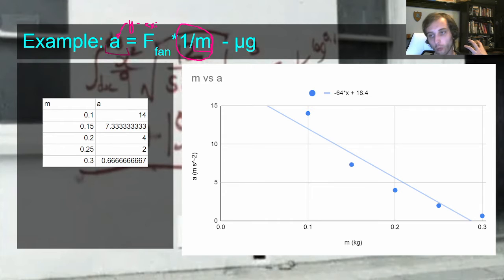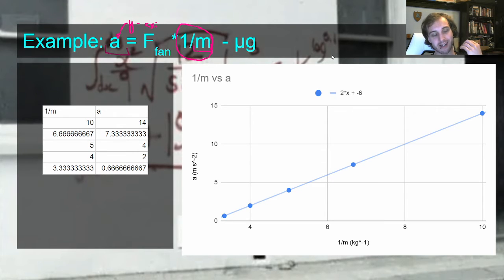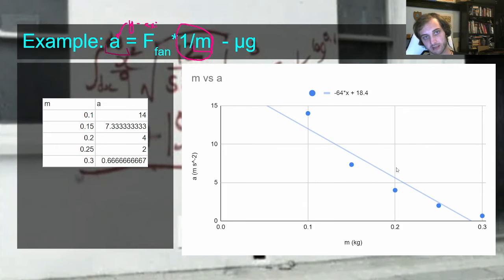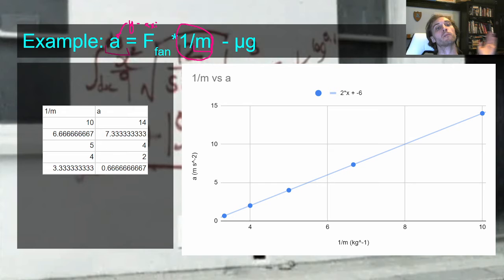So to do that, I need to do 1 divided by M. And when I take the M's that I had previously had, which were 0.1, 0.15, 0.2, 0.25, 0.3, if I do 1 divided by those things, we get 10, we get 6.6, we get 5, we get 4, we get 3.33. And when I graph those pieces of data, now it looks like a line.